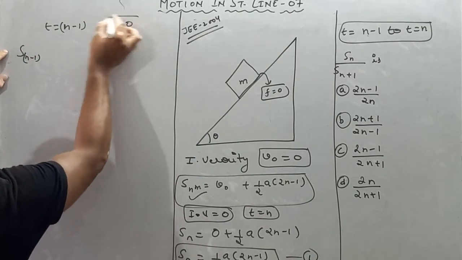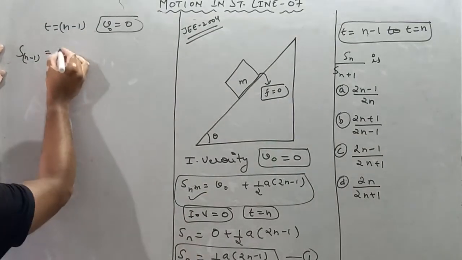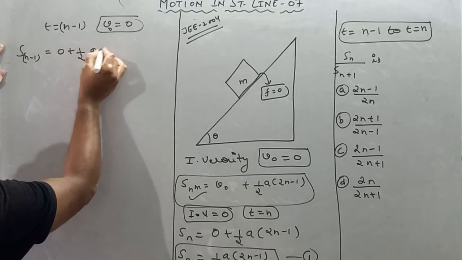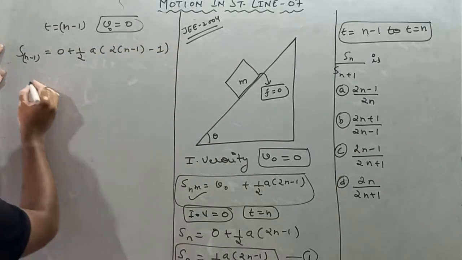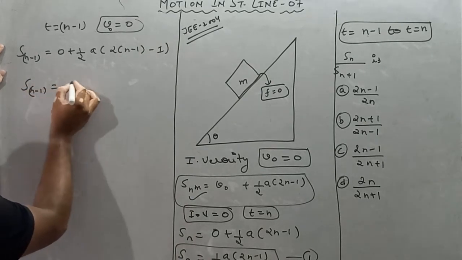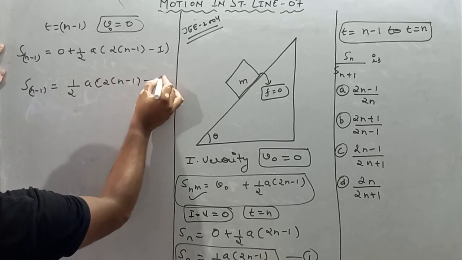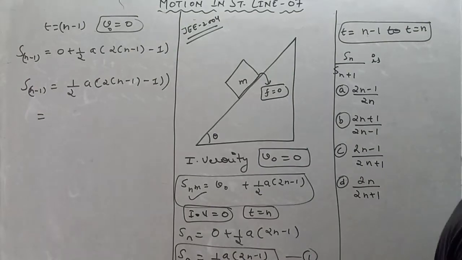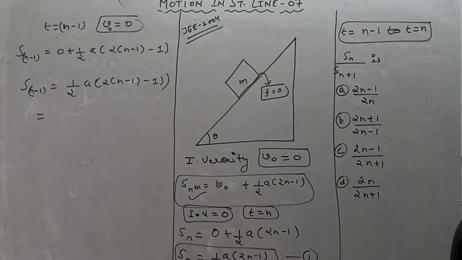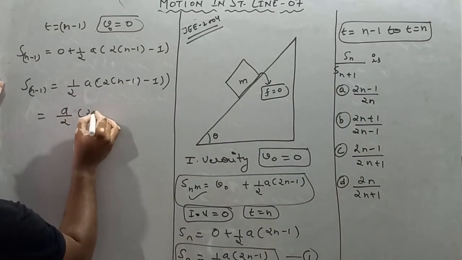Again initial velocity is 0 just because the particle is starting from rest. So it will be 0 plus a by 2 times (2(n minus 1) minus 1). I hope you all are understanding. So S_(n minus 1) is equal to a by 2 times (2(n minus 1) minus 1). Try to solve this and try to equate both the equations. You will get your answer. Try to solve this, my dear student. You will get 2n plus 1. I hope you all are understanding how it will be 2n plus 1.